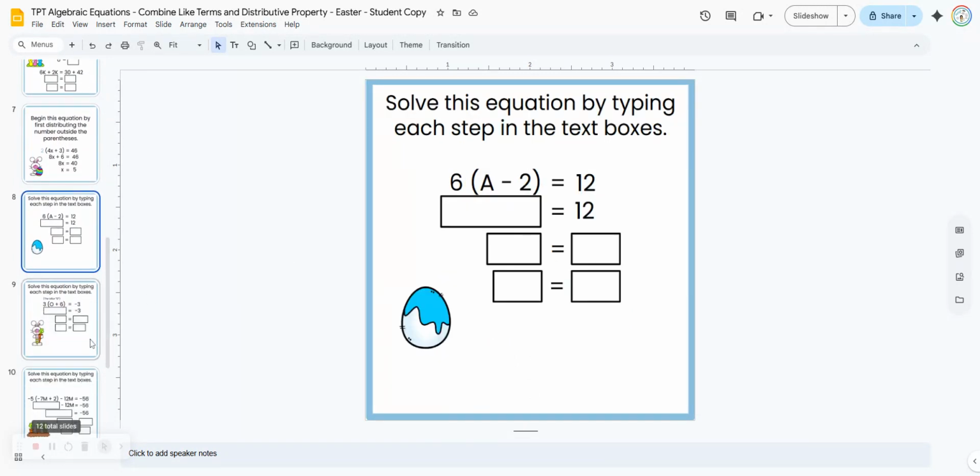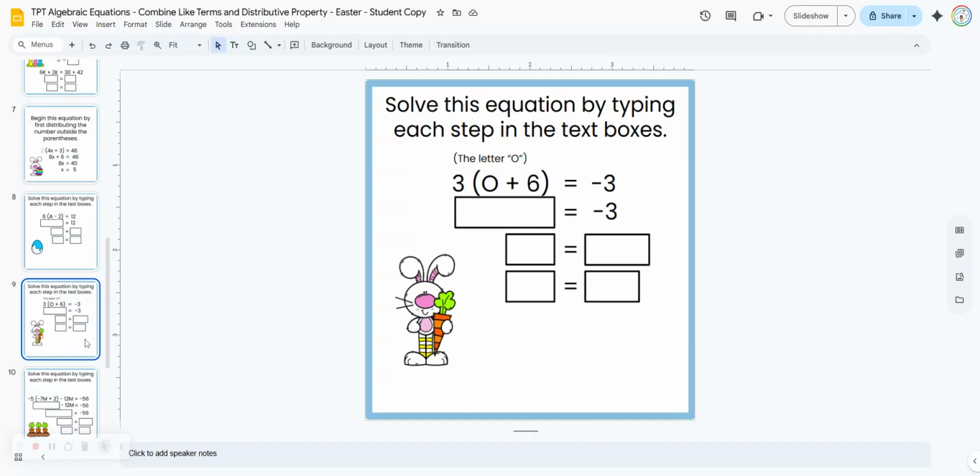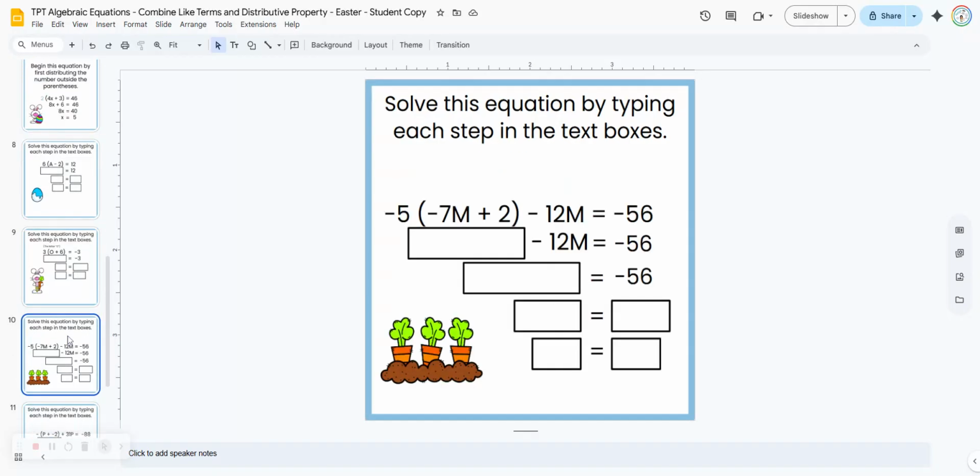So students are going to do that on the next few slides. And then they've got both combining like terms and distributive property in the same equation. So they want to distribute first. So they want to distribute this -5 first and then combine like terms.